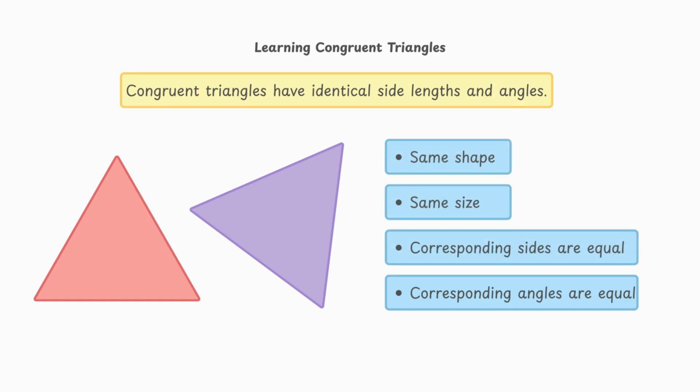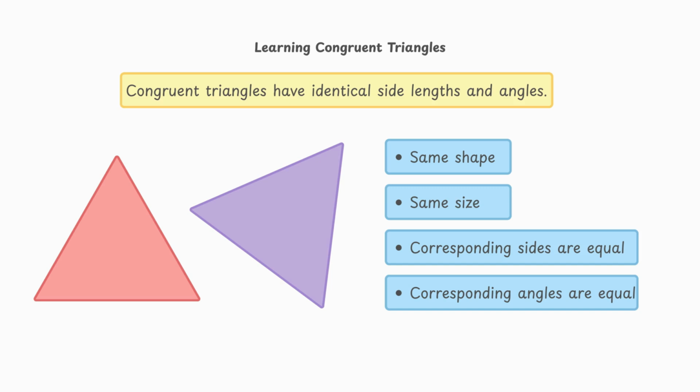Now here is an important idea. The word corresponding means matching positions. So we are not just comparing random sides or angles, we are comparing the correct pairs. Now take a moment to visualize this. Imagine picking up one triangle and placing it exactly on top of the other. If they line up perfectly with all sides and angles matching, then the triangles are congruent.